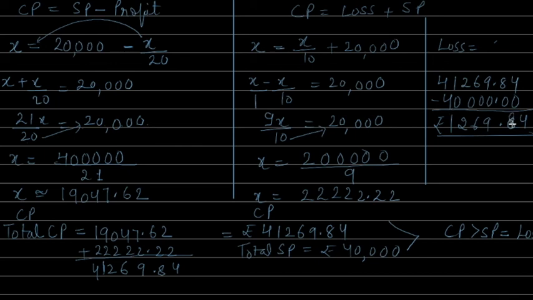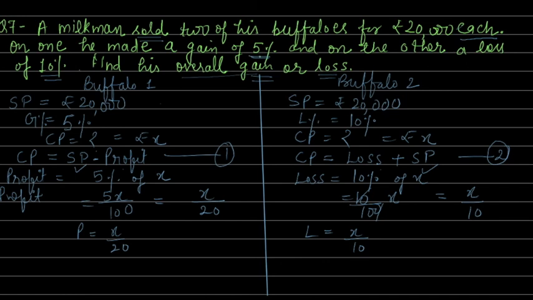This was almost the same as question number 5 here. Always remember that we have to calculate profit and loss on CP. That's a very important thing to remember. So this was question number 7 of this exercise.